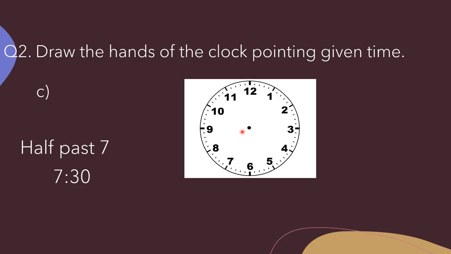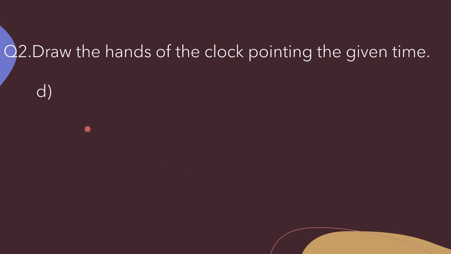So first of all we will draw our minute hand. It should be at number 6. Now we have to draw the hour hand. The hour hand should be between 7 and 8. So we will draw the hour hand like this. Okay, understood beta? Now in D part.